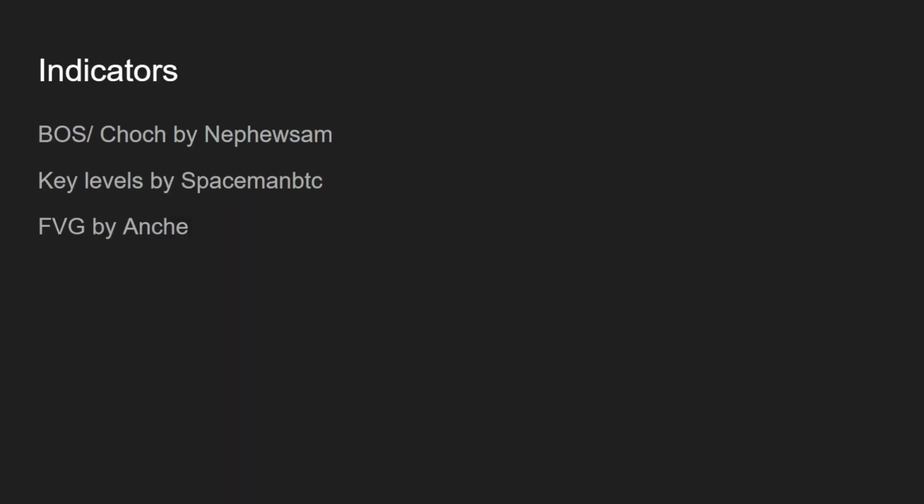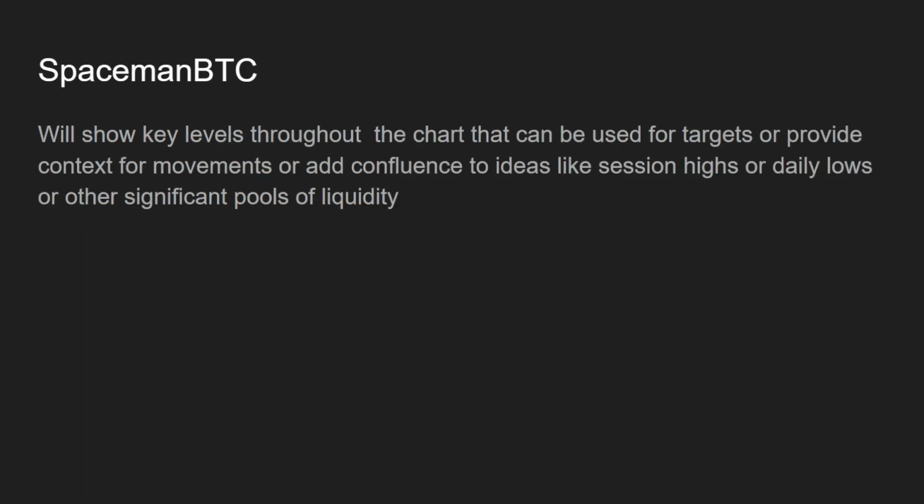So here's some indicators for you guys. It's the Break of Structure / Change of Character by Nephew Sam, Key Levels by Spaceman BTC, and the Fair Value Gap by Anch. Or Anche, I don't know how to say his name. I know he's from Puerto Rico, I believe.